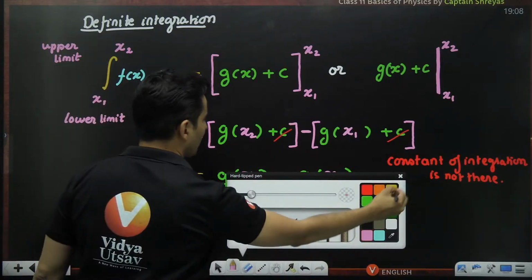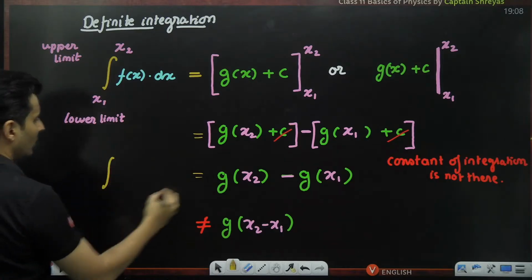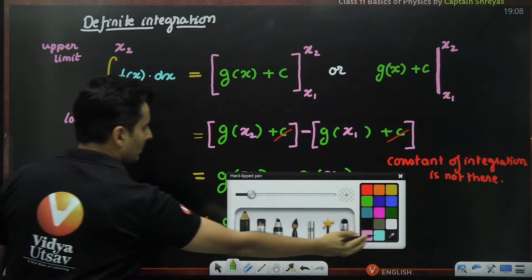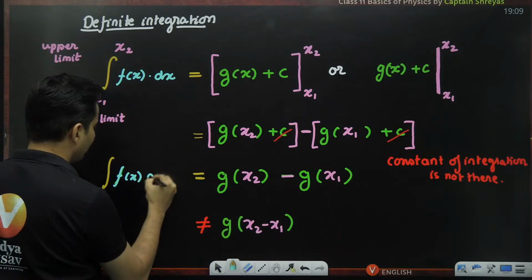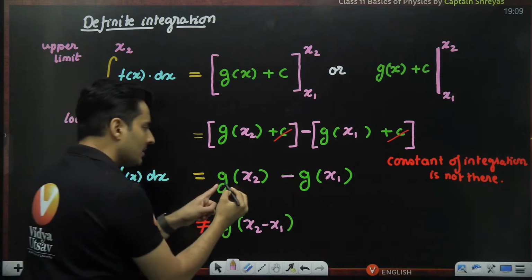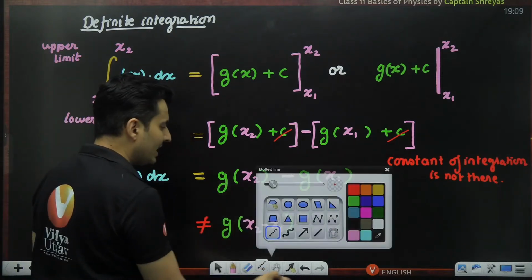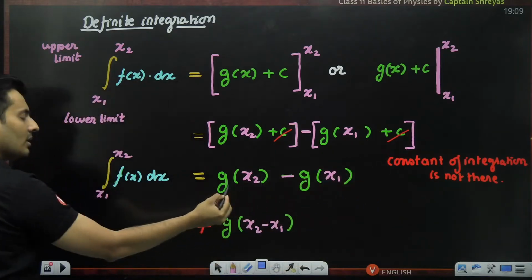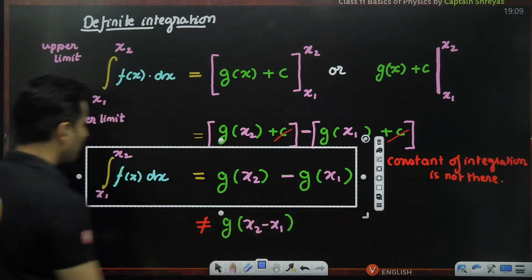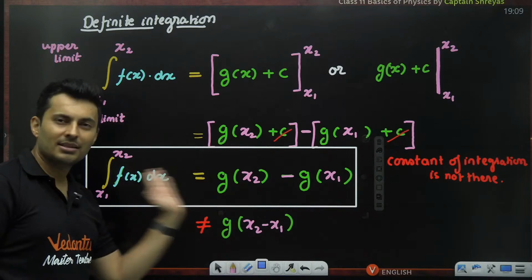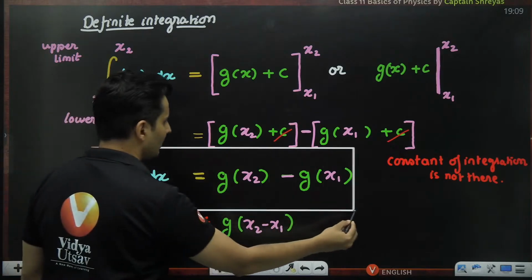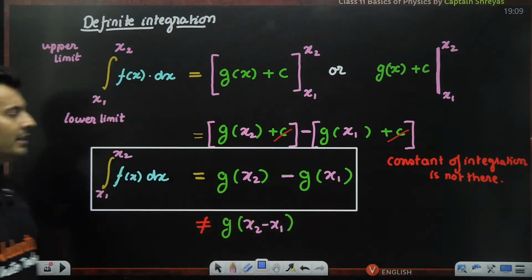Okay. So finally, our answer is as follows. The integration of any function f of x dx from the lower limit x1 to x2 is g of x2 minus g of x1, where g is representing that function whose derivative is f of x. Basically, you can also think of the antiderivative, or basically just the integration of f of x is g of x. Okay, so this is the formula of definite integration.